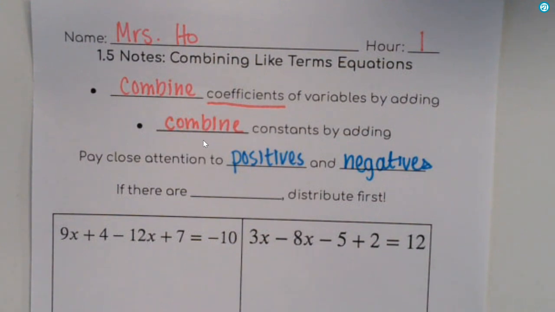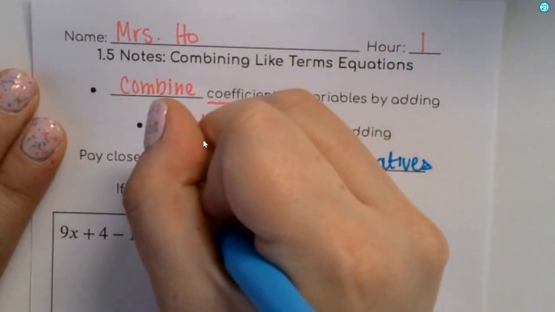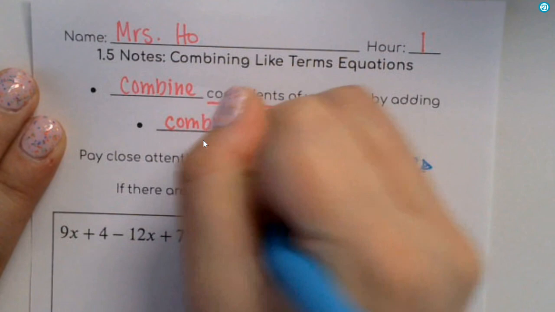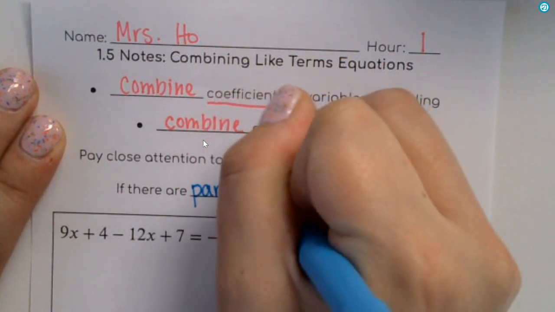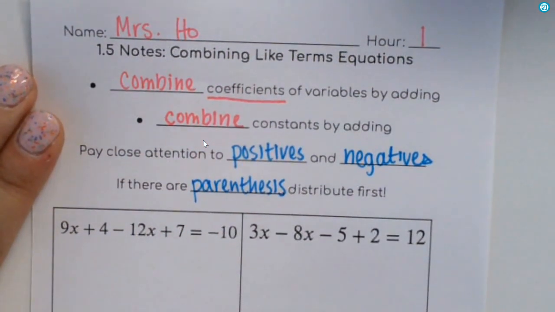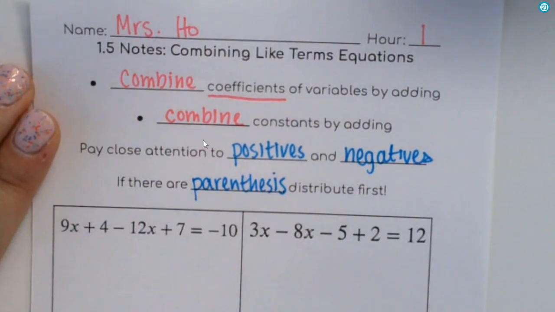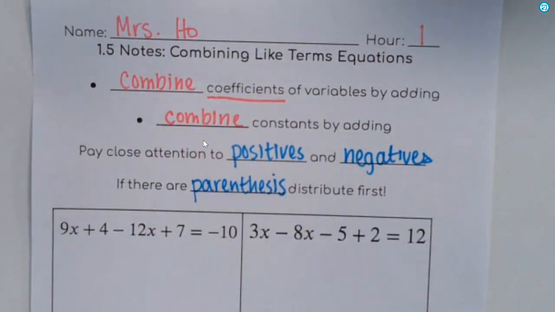Okay, and then the last thing, combining what we're doing today in 1.5 with what we were doing in 1.4 on Friday. If there are any parentheses, we need to distribute first. If there are any parentheses, just get your distribution done first.